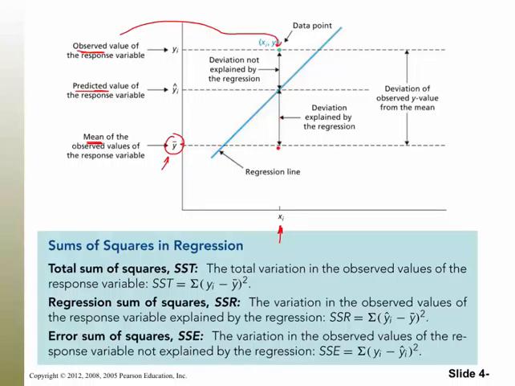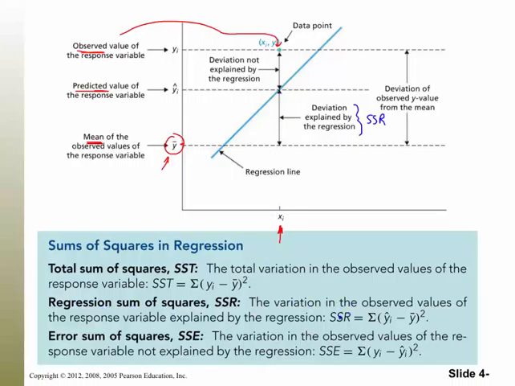Okay, so this distance right here is deviation explained by regression. This is the mean of all the data. This is what the regression line would predict. So the difference between those two, that distance, is deviation that's due to the regression. That's called the SSR, the sum of squares due to regression.